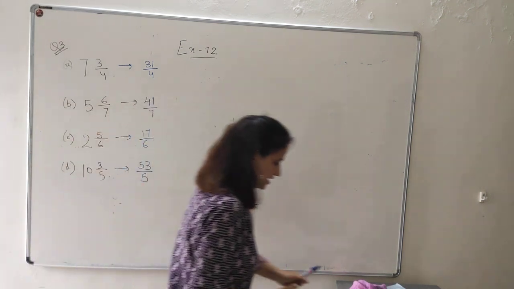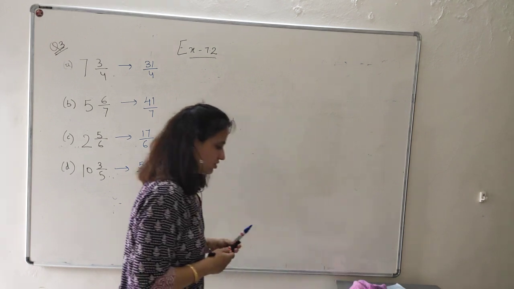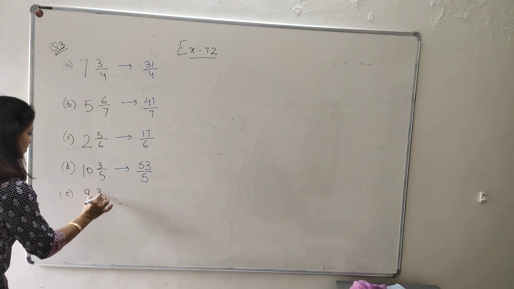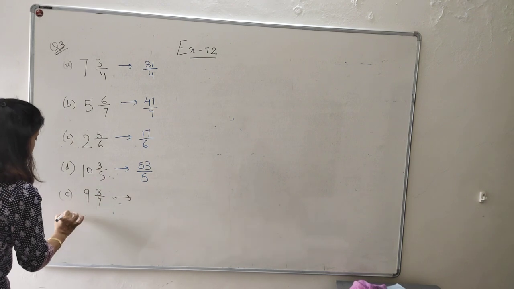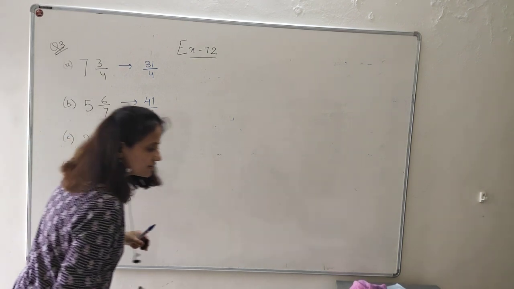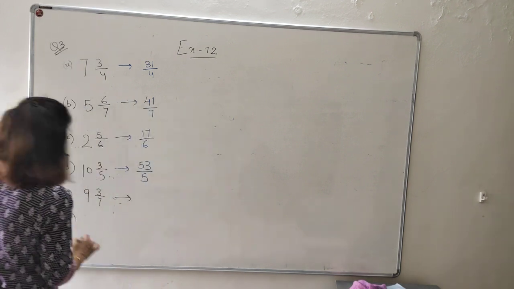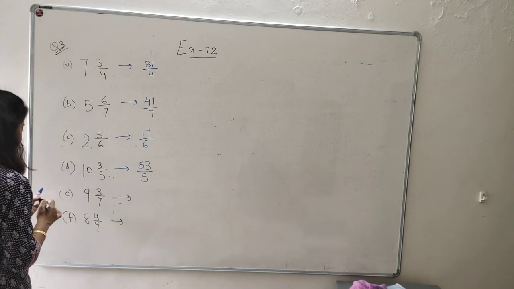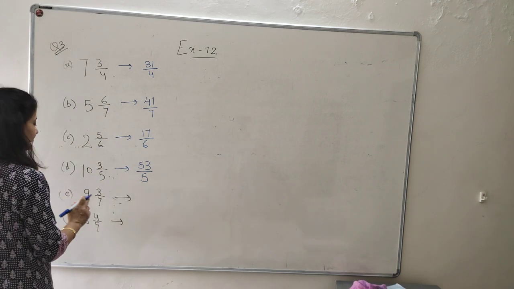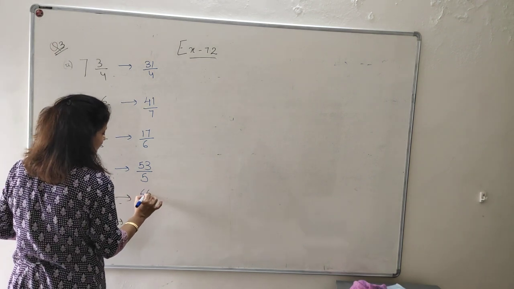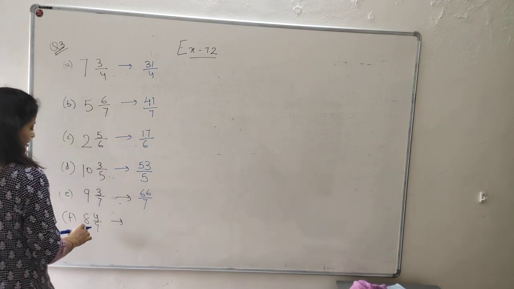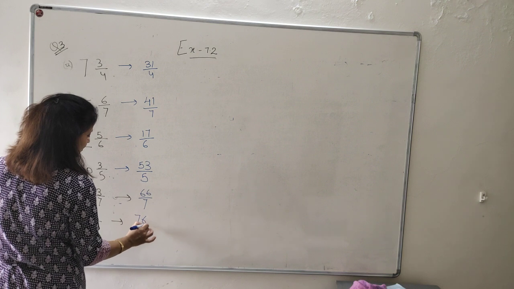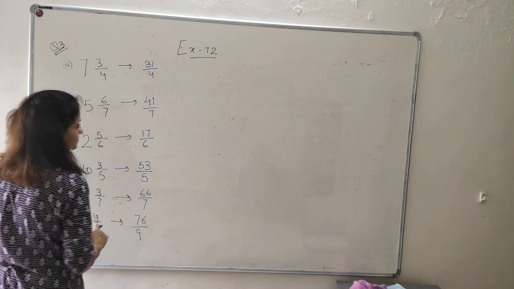If you want, we can do E and F. 9 whole 3 upon 7. And F, 8 whole 4 upon 9. 9 sevens are 63. 63 plus 3, 66 upon 7. 8 nines are 72. 72 plus 4, 76 upon 9.